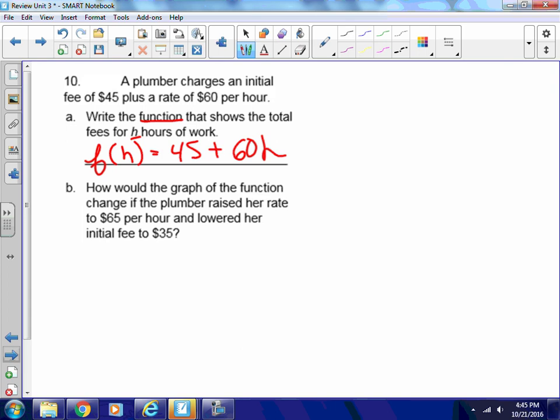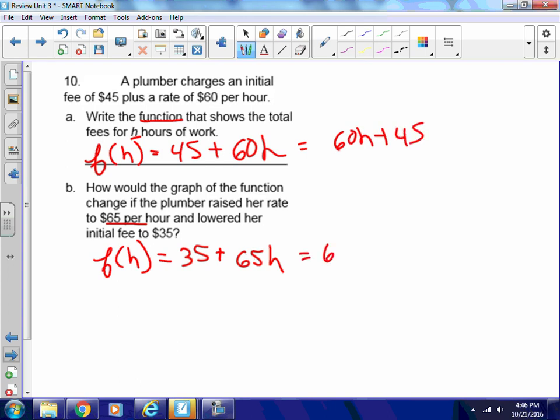Oh, not too bad. Part B, how would the graph of the function change if the plumber raised her rate to $65 per hour and lowered her initial fee to $35? Well, now it becomes f of H equals, and we're $65 per hour. That's our slope. So it's 65H for our slope, and our initial fee is now 35. Notice both of these could be written in slope-intercept form if we wanted. 60H plus 45, and this is equal to 65H plus 35.